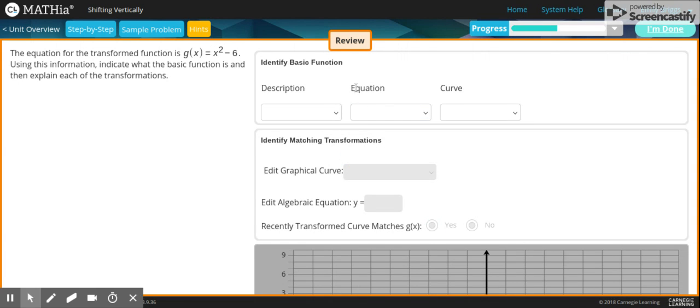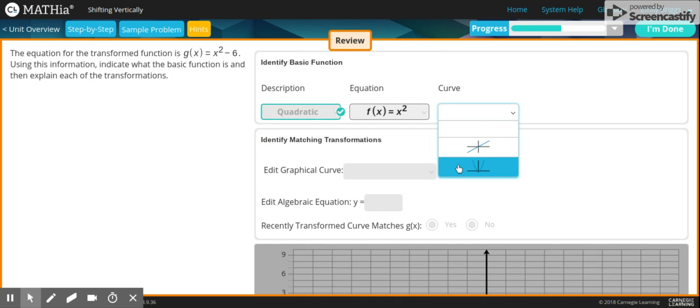Okay, so this one, there's no graph, so we have to use the equation that they've given us. This equation has an exponent, so we know that our basic equation is x to the power 2, and x to the power 2 means it's a quadratic, and then the curve is like a bowl or a hill because it is not linear.